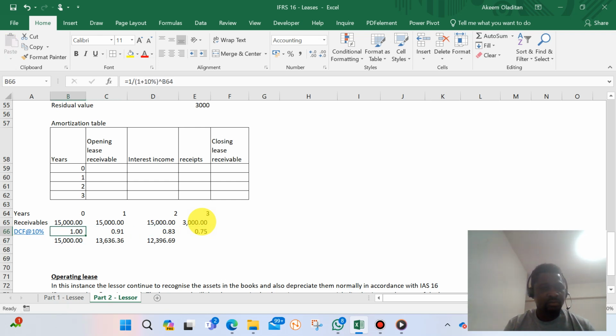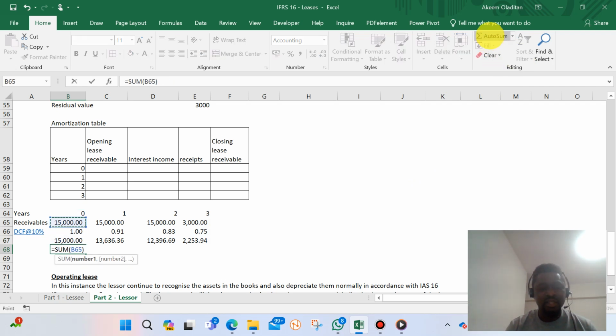Remember the formula is 1 over 1 plus 10%, raised to the power 0, 1, 2, 3, just like what we used under net present value when considering investment. So the last one will be this. So what will be the present value? That will be the net investment at the inception of the lease. So that will be 43,287. That amount is the opening value.